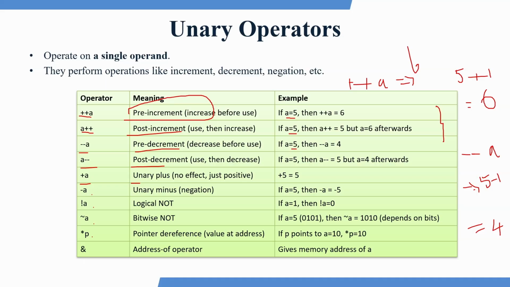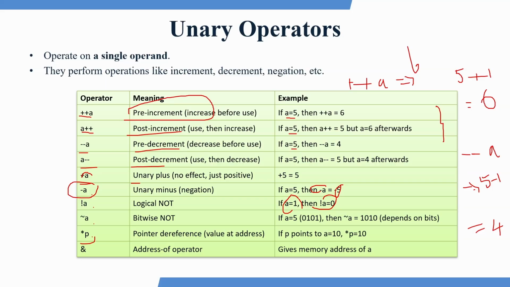Likewise, this is unary plus, which indicates a positive number. Minus a indicates a negative number. If you make a as minus a, the value stored as plus 5 will be changed to minus 5. Logical not means if the value stored in a is 1, it will turn the value to 0. Bitwise not means it will switch the bits: zeros as ones, ones as zeros.